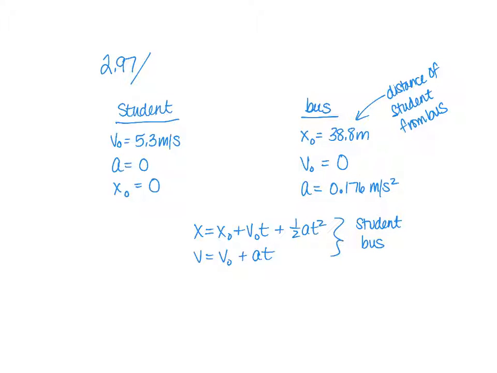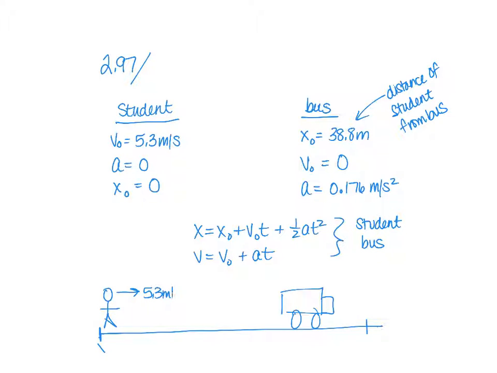But first I wanted to draw a picture. And this is something I would recommend that you do as well when you're doing problems. Pictures always help to visualize what's going on. So here's my bus. Looks like a truck, but you know, if I was a good artist, maybe I wouldn't teach physics. So the idea is that she's running with a speed of 5.3 meters per second. The bus is accelerating with a rate of 0.176 meters per second squared.